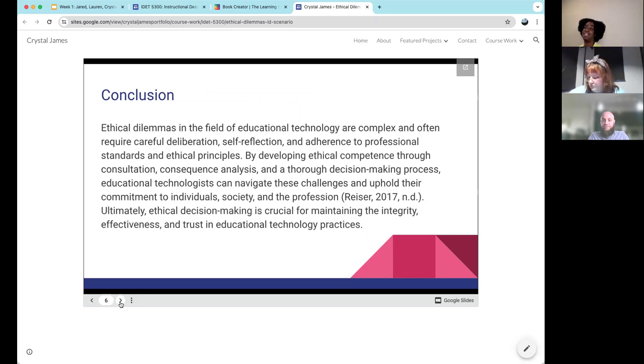So to conclude, ethical dilemmas in the field of education technology are complex and often require careful deliberation, self-reflection, and adherence to professional standards and ethical principles. By developing ethical competence through consultation, consequence analysis, and a thorough decision-making process, education technologists can navigate these challenges and uphold their commitment to individuals, society, and the profession. Ultimately, ethical decision-making is critical for maintaining the integrity, effectiveness, and trust in education technology practices.